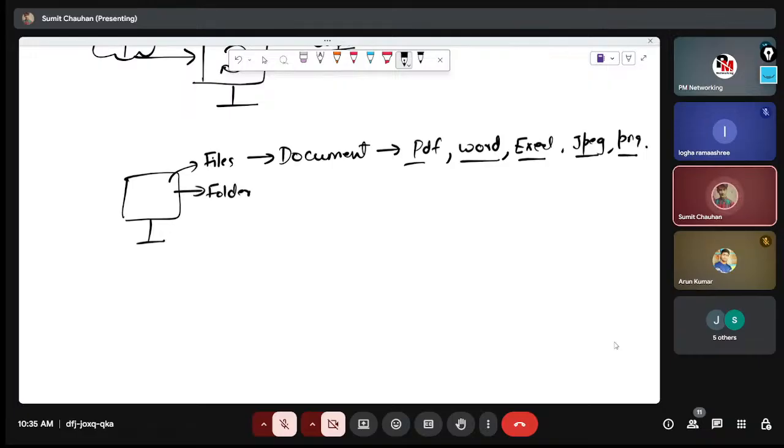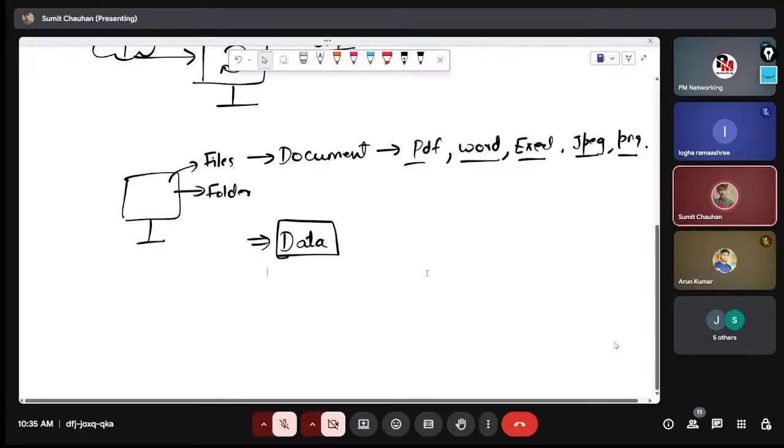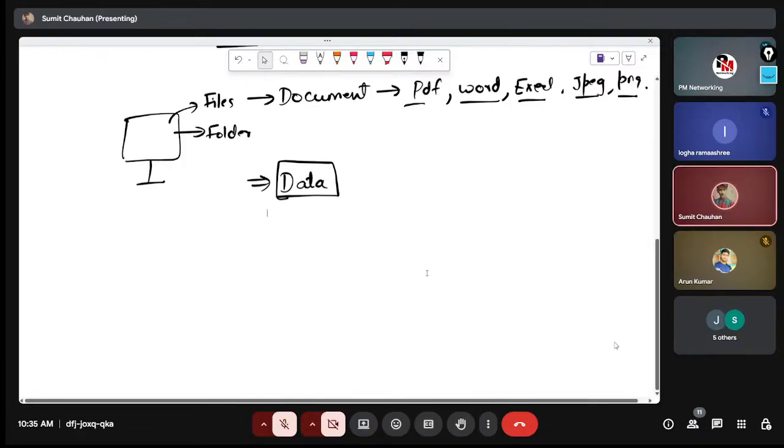But in the end, what is a file? A file, a folder, a game, a text, everything is data. Data is the key player here, guys. So inside our computer we have data. So what is the need of network, guys? Why did we develop network? What was the cause of developing network?